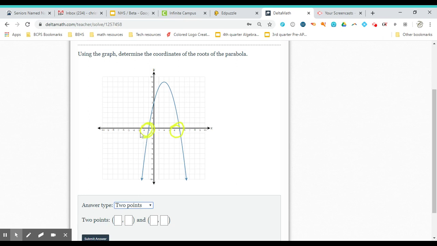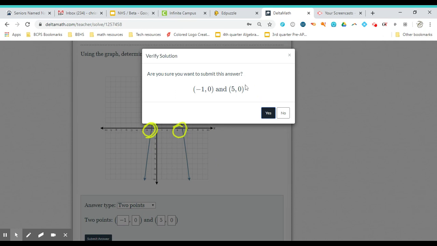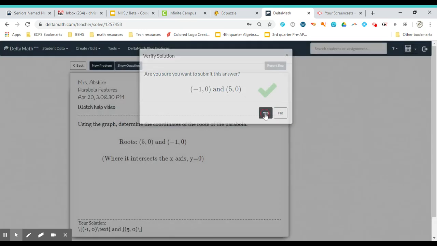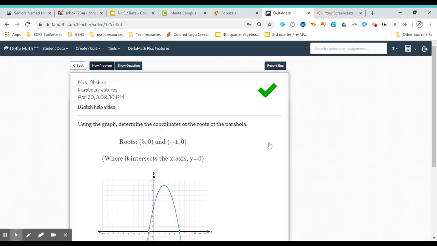So my answer is this point over here, -1, 0. I'm going to type that in. And the second is this one, 5, 0, so 5, 0. Then, of course, you submit your answer, as always on Delta. It asks you if you're sure that you want to submit it. If you are sure you typed in the right thing, you say yes. And it will let you know whether you have it right or not. This mark always lets you know you got it right.